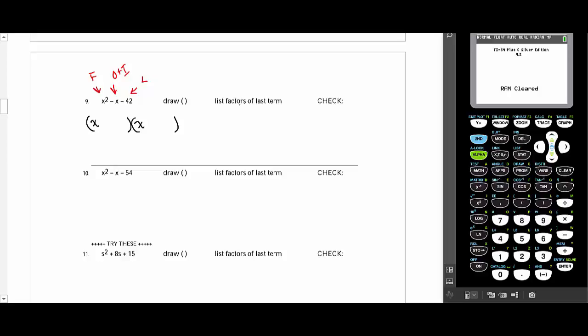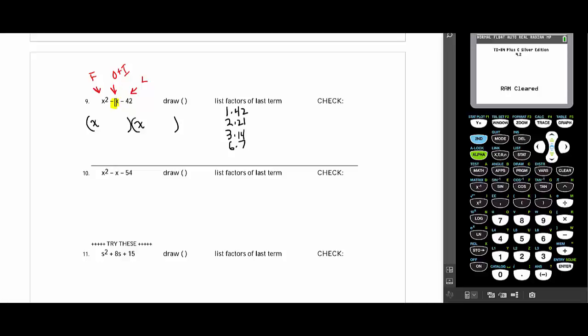Okay, the last term, you have 1 and 42, 2 and 21, 3 and 14, and let's see, 4, 5, 6, and 7. Now, you may not be able to do that as fast as I can because I teach math every day, so I can just do that super fast, but you can use your calculator to help. So, which one of those things are you going to be able to get to add up to that middle term, negative 1x? 6 and 7, exactly.